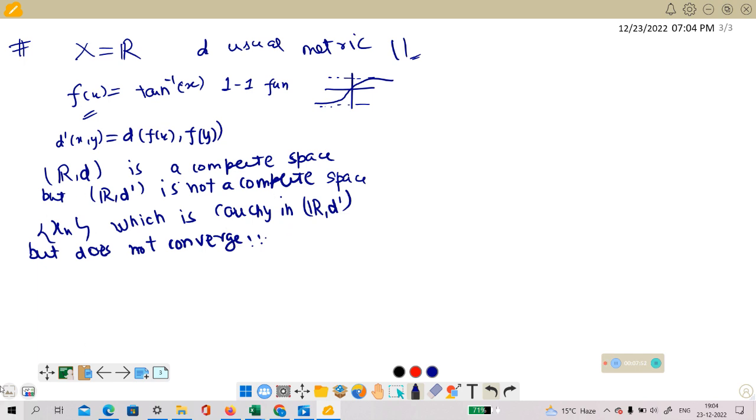What is the sequence? We take the sequence x_n to be tan(pi by 2 minus 1 by n). We will see how it is constructed when you see the proof. Okay, we have taken this sequence, no issue here. So what do we need to show? We need to show that this x_n is a Cauchy sequence.